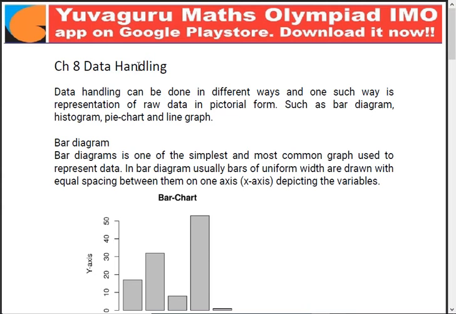Let's start with data handling. Data handling can be done in different ways, and one such way is representation of raw data in pictorial form. Means what? Suppose I give you the names of 40 students in your class and their ages, heights, everything mixed, nothing segregated or separated for each student. You don't know whose height is what. I only give you 40 heights of 40 students. So that is the data.